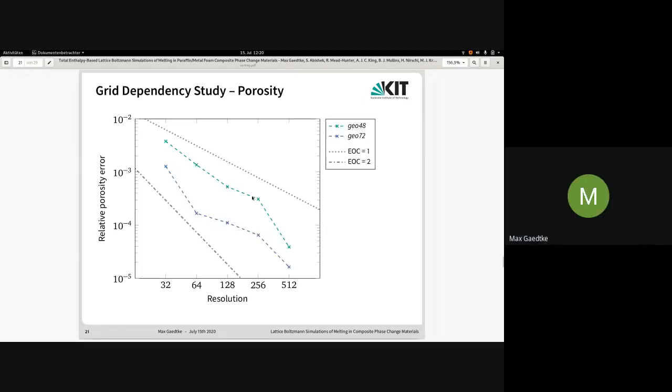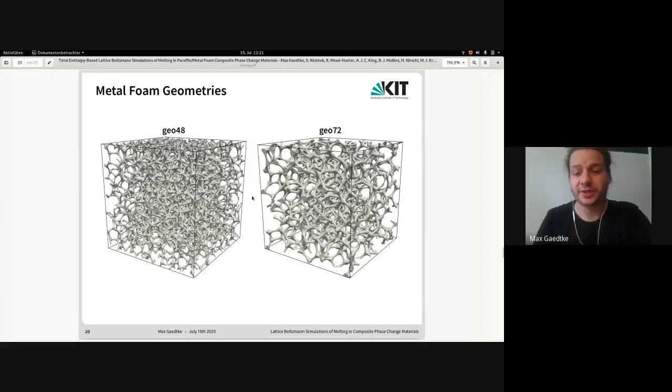And no, I wanted to go somewhere else first. Sorry. Let's look at meshing these things.